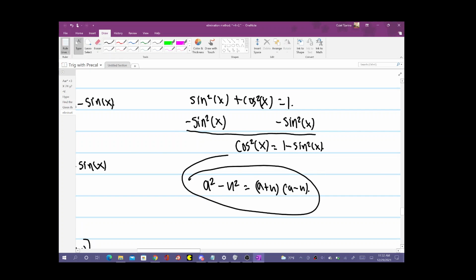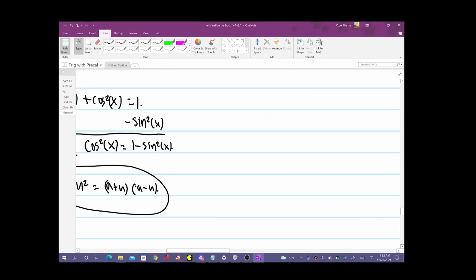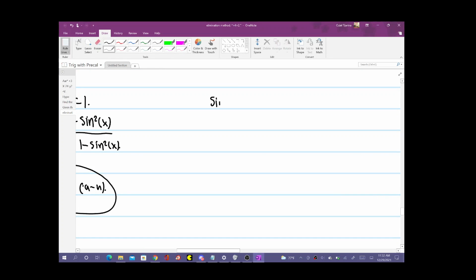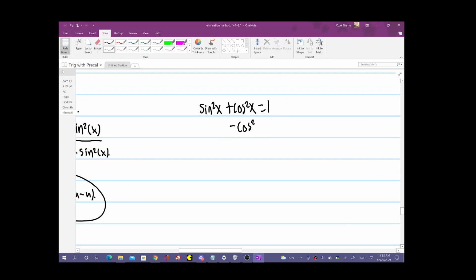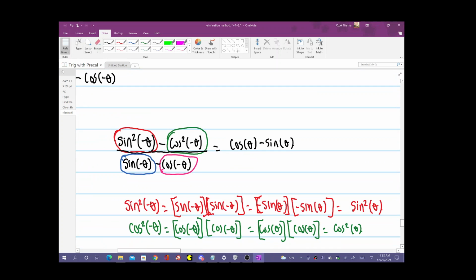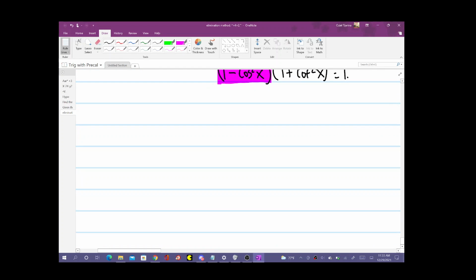so basically, if I did the opposite, here, I'm gonna do it again. Sine squared x plus cosine squared x equals 1. If I do the opposite, instead of subtracting sine squared x, I subtract cosine squared x, I get that sine squared x equals 1 minus cosine squared x. So that's what I'm going to put over here.